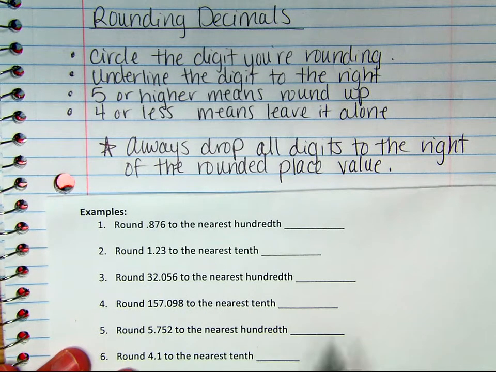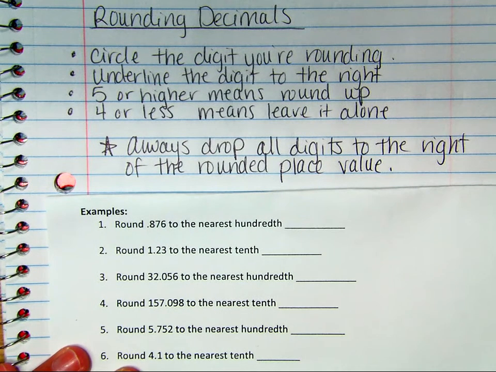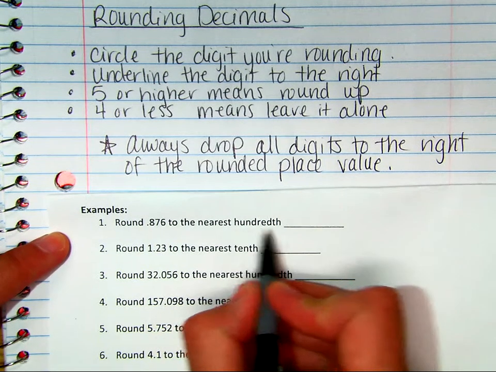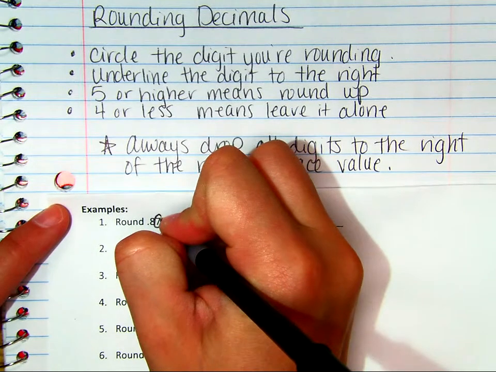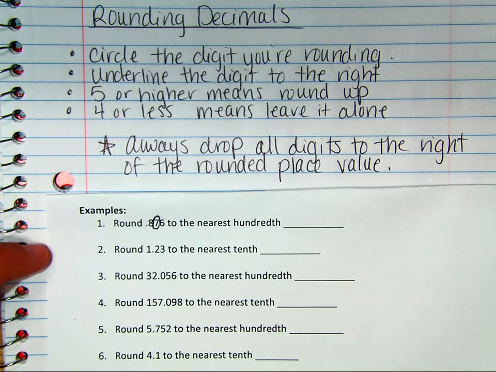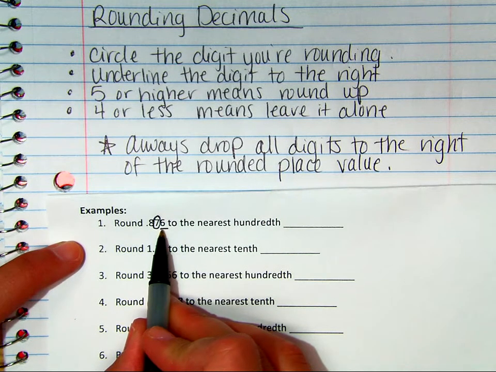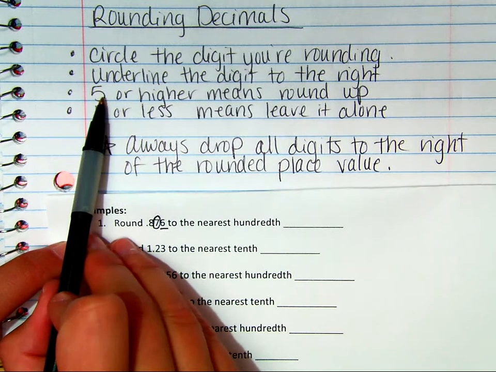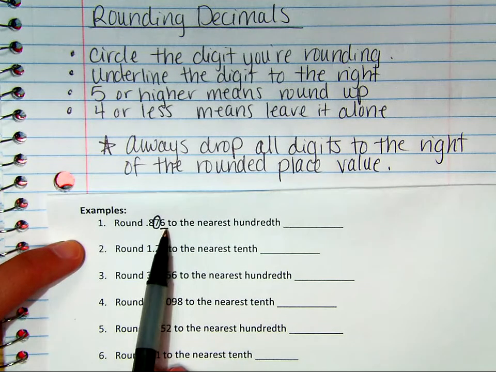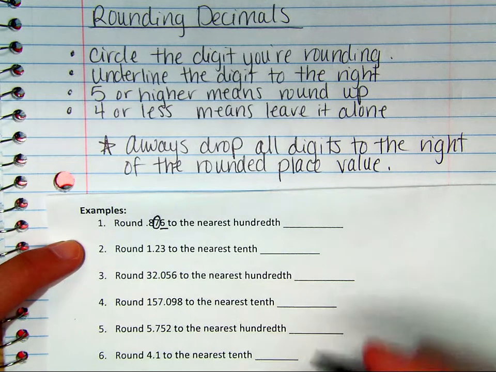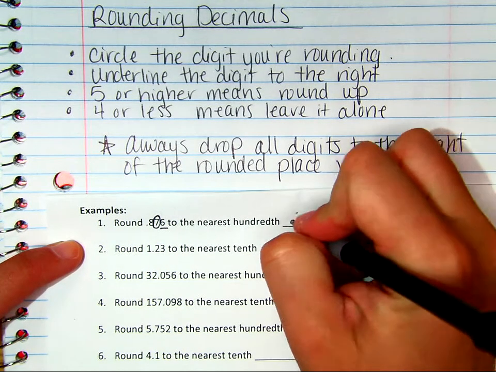Let's say I asked you to round 0.876 to the nearest hundredth. Okay, so I'm going to follow my steps. I'm always circling the digit that I'm going to round, which means the hundredths place. So I'm going to circle the 7 because I know the 7 is in the hundredths place. And then I underline the digit to the right of that because that's going to determine how I round. Now the underlined digit is 6, which falls under the category of 5 or higher. So that means round up. So I'm going to take this 7 that I circled and make it an 8 and drop everything else. So this would be 0.88.